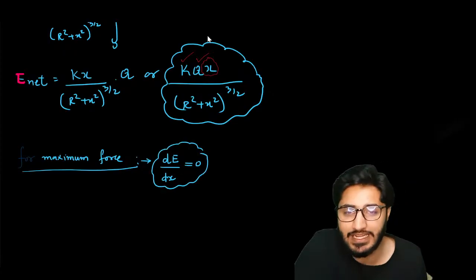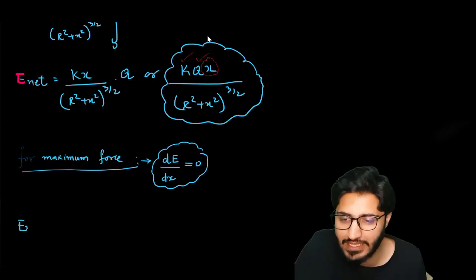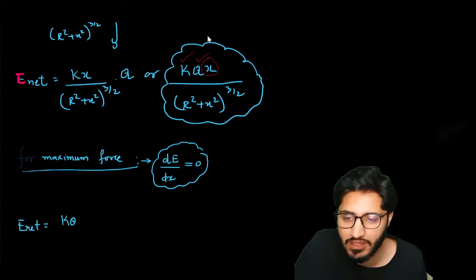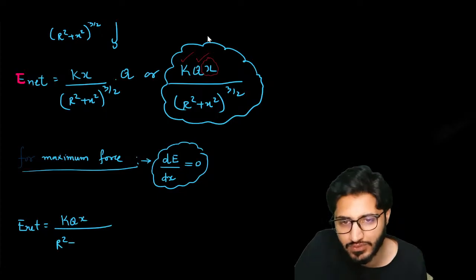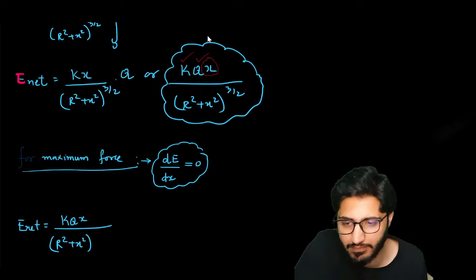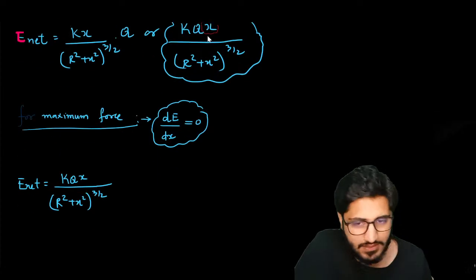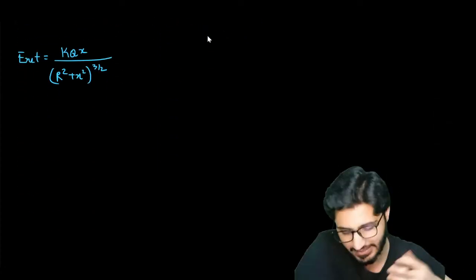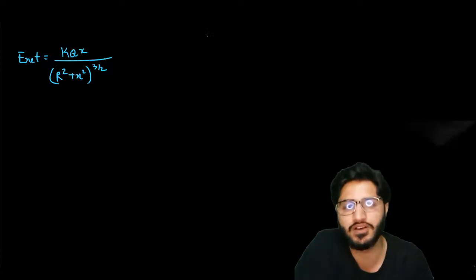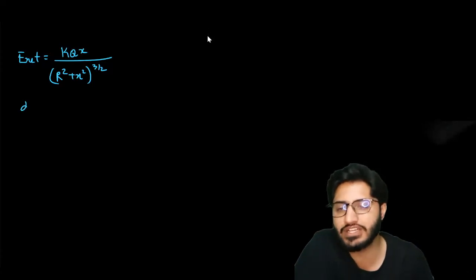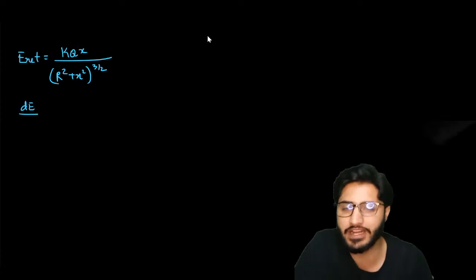Look, E net we know now. What is E net? My E net is equal to kQx divided by (r square plus x square) to the power 3 by 2. Let us do a derivation of it. Let's derive it. Easy task. Okay, now I will write dE net divided by dx.